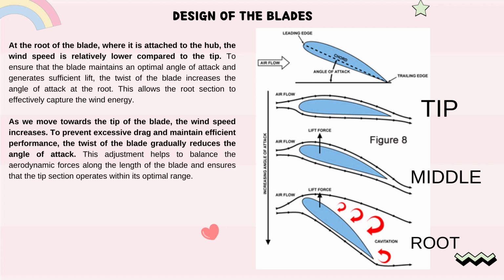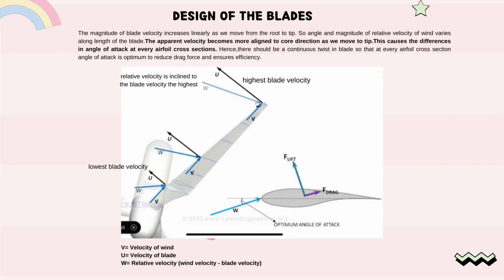This adjustment helps to balance the aerodynamic forces along the length of the blade and ensures that the tip section operates within its optimal range. The magnitude of blade velocity increases linearly as we move from the root to tip. So, the angle and magnitude of relative velocity of wind varies along the length of the blade.